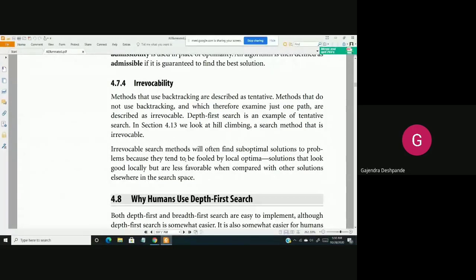If you are going for a goal node, then again it is, or we may not call it irrevocable.